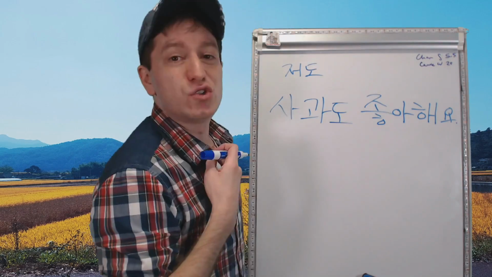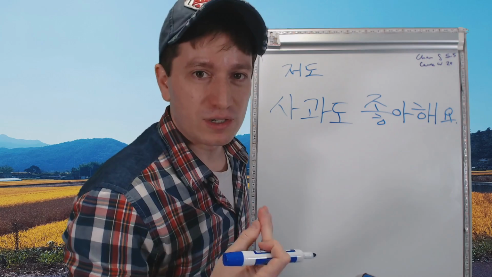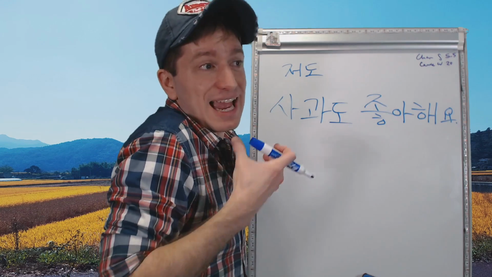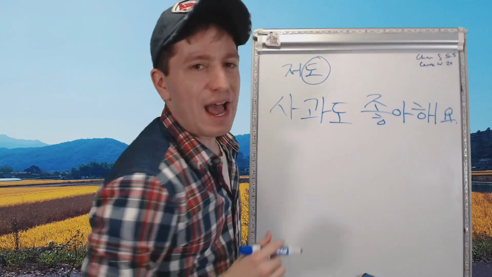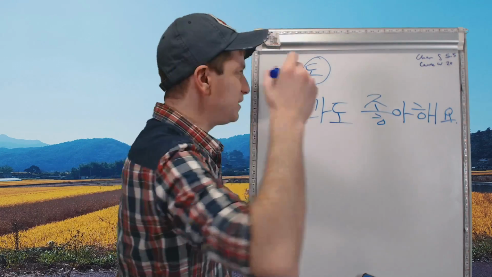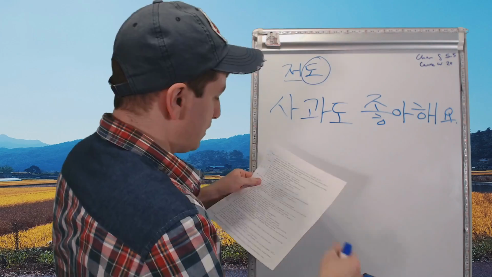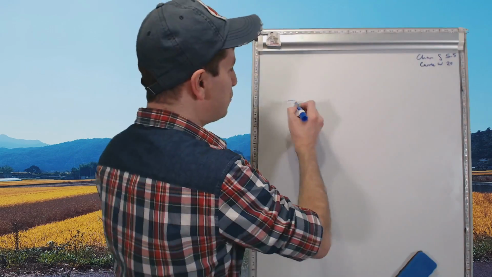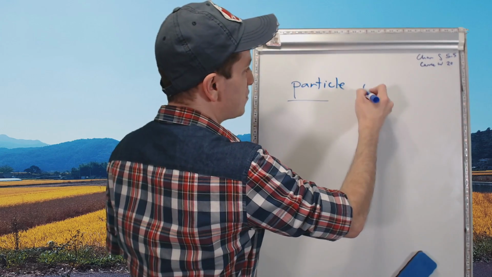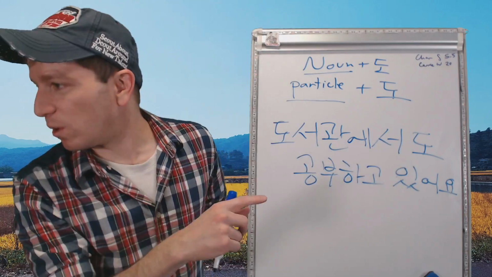If you were to say 저도 사과를 좋아해요, you're saying me too. Like I like apples too, and other people like apples. What noun you put 도 after is very important because it only refers to the noun that comes before it. You can also use 도 with other particles. If you use it with another particle, it comes after that particle.